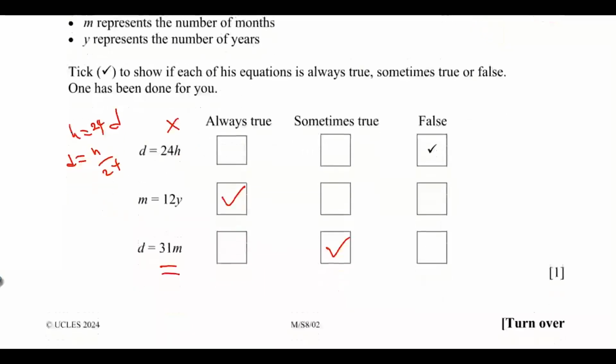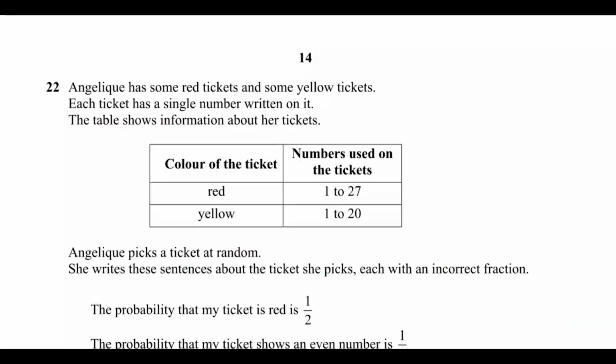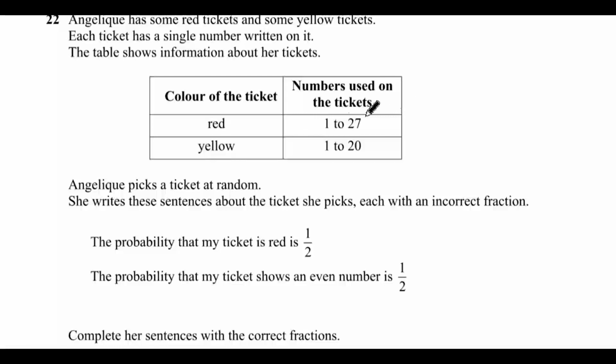So let's go to the last one. This is question 22 from stage 8, paper 2, 2024. Angelique has some red tickets and some yellow tickets. Each ticket has a single number written on it. The table shows information about her tickets. So this is the table about tickets, the color, and then the numbers.